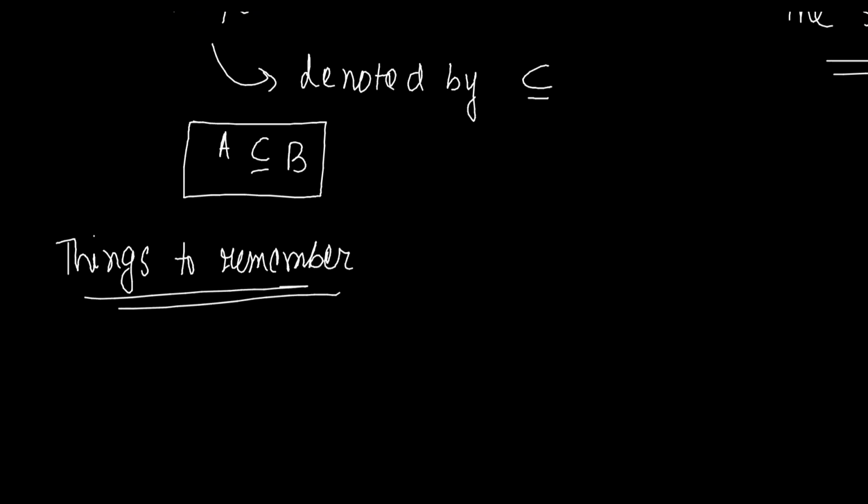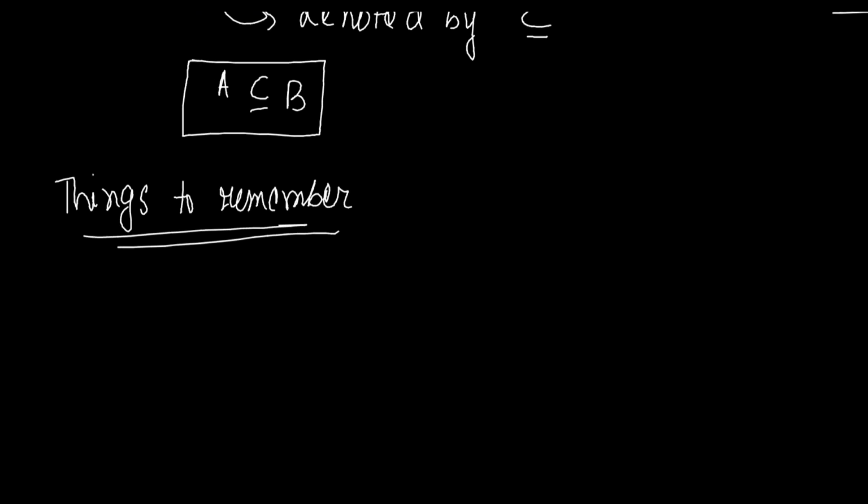That is the first thing: the set of natural numbers N is a subset of the set of whole numbers, and whole numbers are a subset of integers, and integers are a subset of rational numbers, and the set of rational numbers is a subset of all the real numbers. You can verify this as well.